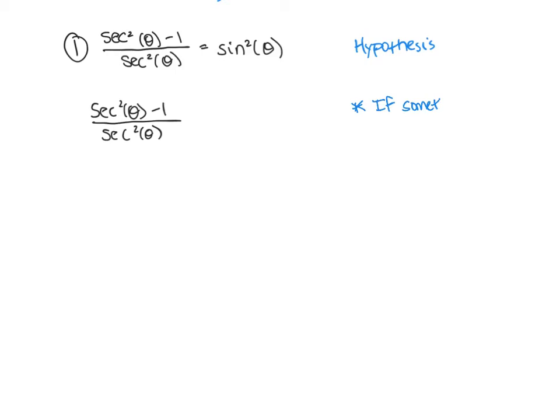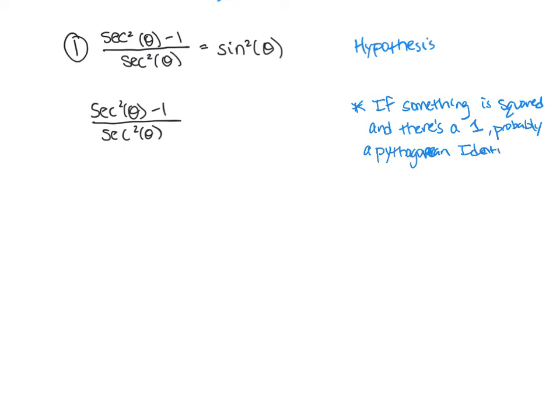If something is squared and there's a 1, it's probably a Pythagorean identity. So if there's something squared and with a 1, it's probably a Pythagorean identity, because the Pythagorean identities only work when it's squared. If you don't have anything squared, it's not going to work.